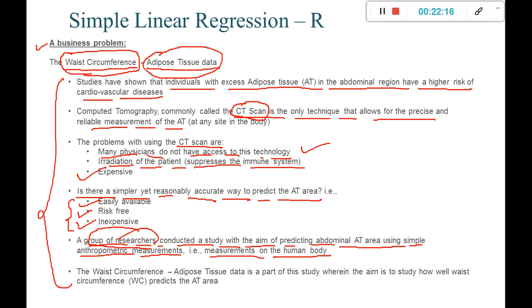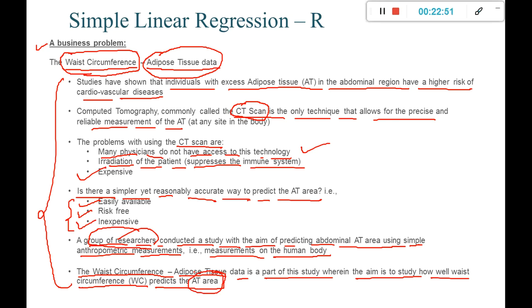We need to find out whether the waist circumference and adipose tissue data, which is given to us and is part of our study, can help. The aim of the study is how well waist circumference, that is the measurement of your waist, the diameter of your waist, can predict the AT area within the person's body. That is the business problem given to us.